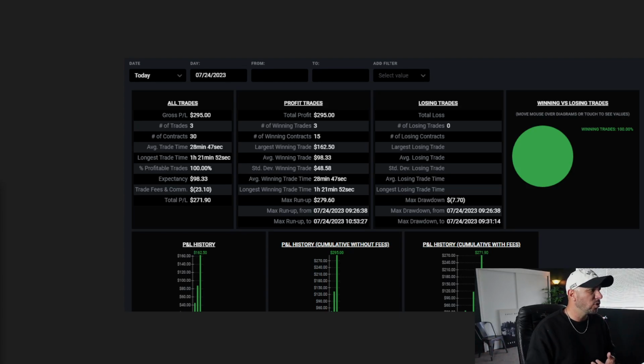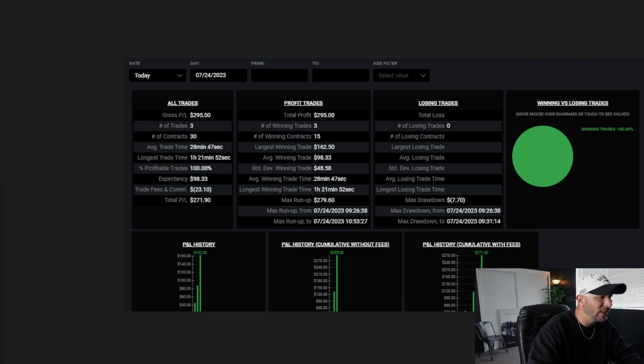So, gross P&L was 295. Obviously, we've got some commissions in there, so 271.90 is the actual take home on that. Total number of winning trades was 3, number of contracts was 15. I was scaling in and out of these with 5 micro contracts.